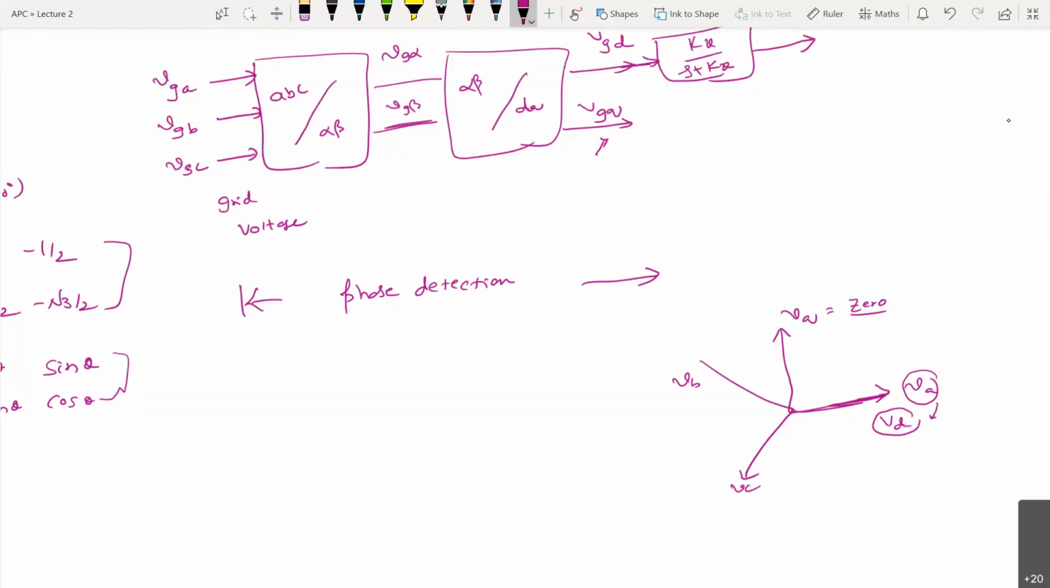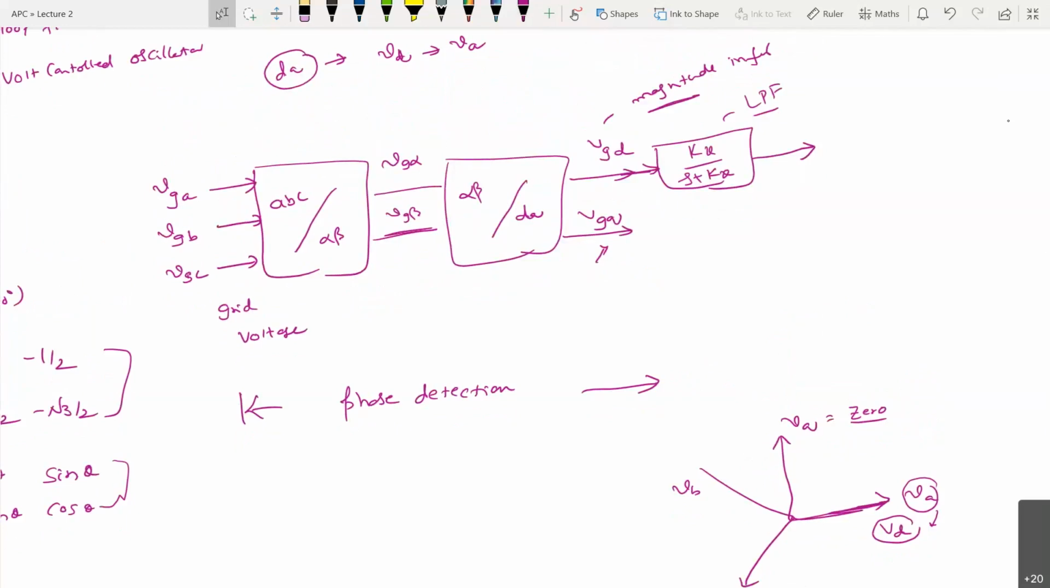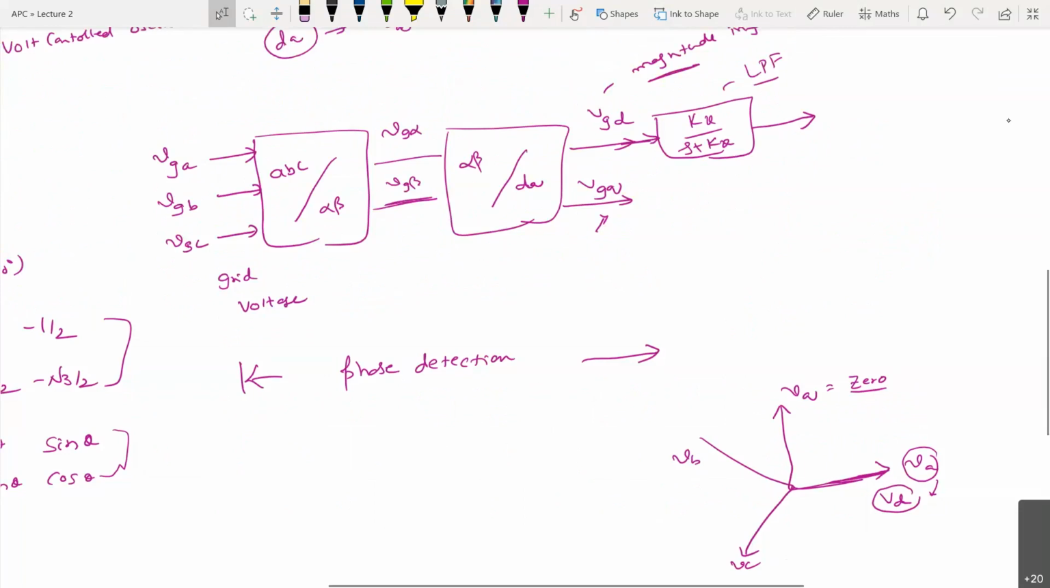Yes, sir. If this D axis is aligned to the A axis, the magnitude of VD will become VA, and the VQ component will become 0. That is the basic thing. That's why this Q axis is having the voltage information, the voltage magnitude information.